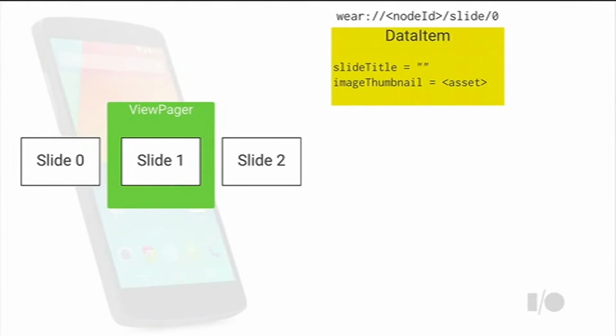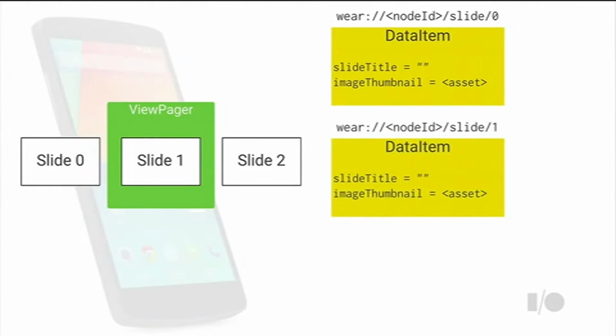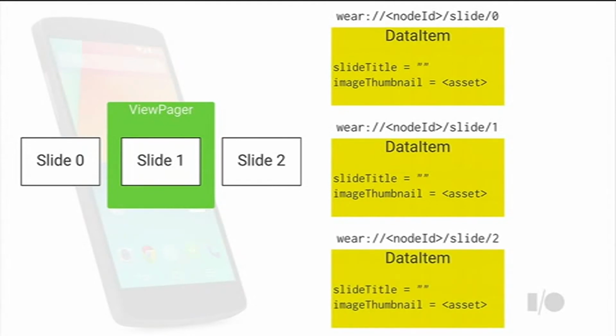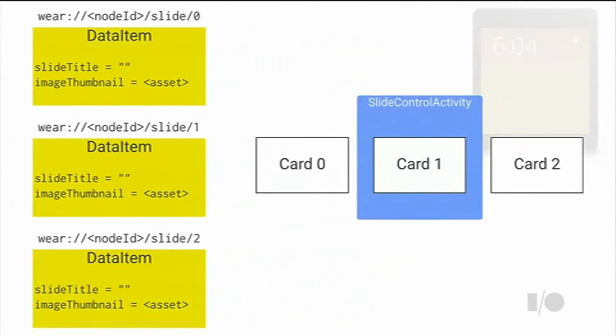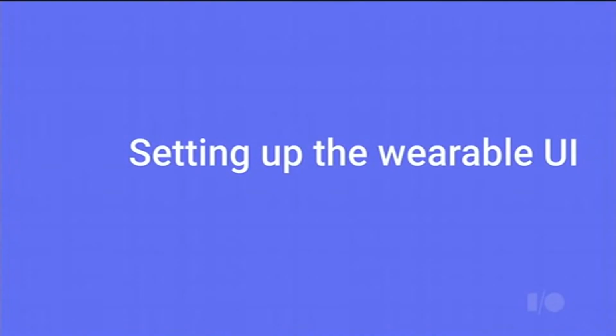So it's going to be slash slash the node ID, then slash slide slash the index. And so you can see here I've got 3 different data items. And over here on the wearable, I use that to inflate some card fragments for my activity. We're going to call this the slide control activity. So let's see how we do that.